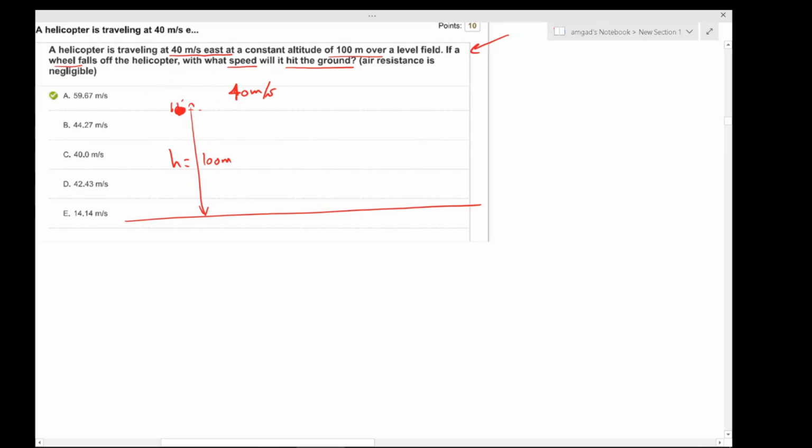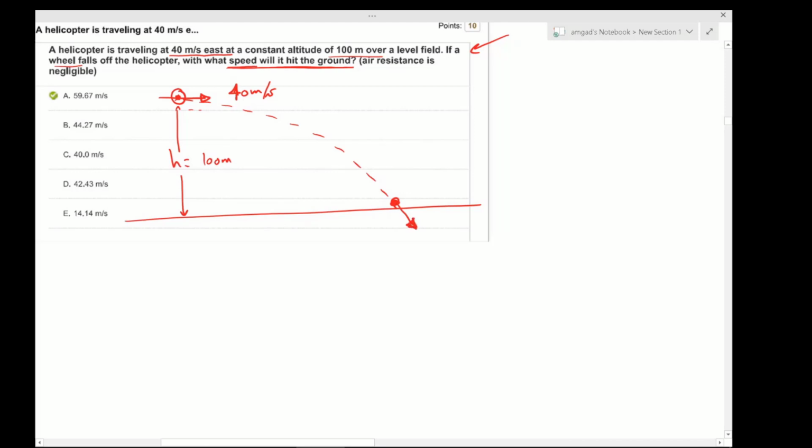So let's remove the helicopter and look at the wheel. The wheel will start with the same speed as the helicopter, which is 40 meters per second horizontal. Then because of the gravity, it will move like this. So it's like a projectile. It is a projectile, actually. He asks about what? What is the speed when it reaches the ground? We need to find the speed as it reaches the ground.